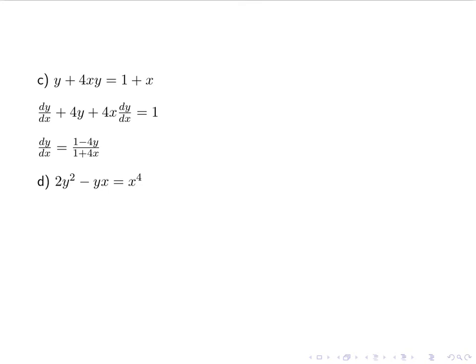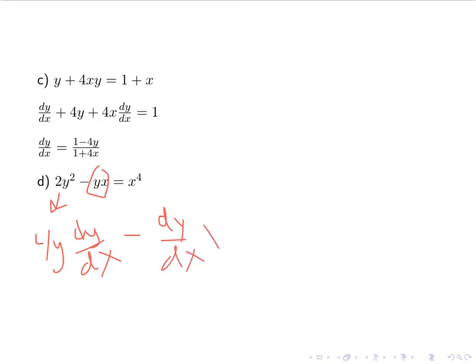Let's try another one. 2y squared minus yx equals x to the 4th. So in 2y squared, I first differentiate it as if y were my variable, so 4y. And then it's the chain rule, so I need to multiply by the derivative of y, which is dy/dx. Minus, again I have the product rule, so the derivative of y is dy/dx times my other part, so x.